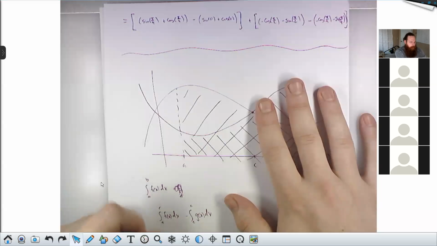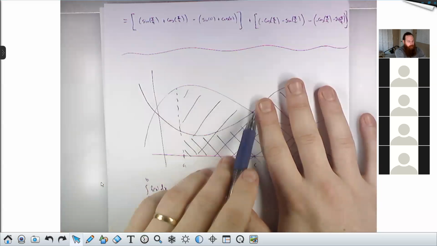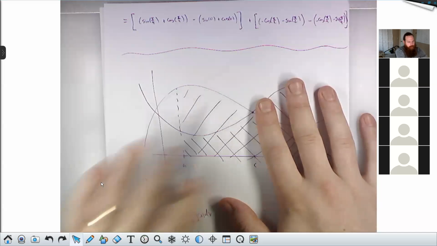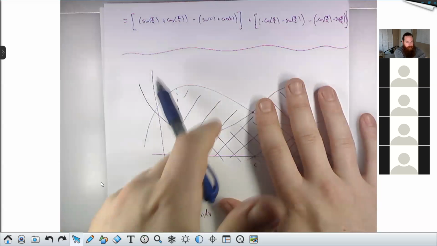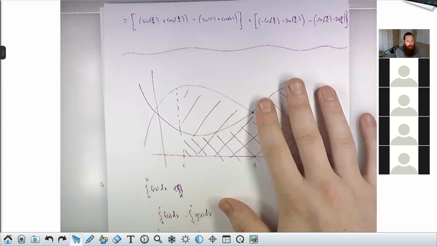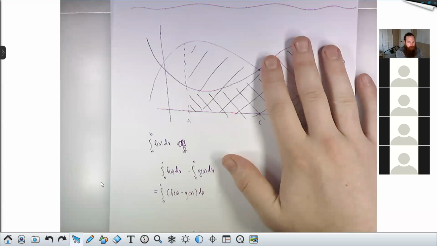And that you can combine as the integral from a to c of f of x minus g of x, which comes together as the upper minus the lower. And that's what will give me this region in the middle. I take all of this area and then I subtract off this area. And you can combine those into a single integral like this.